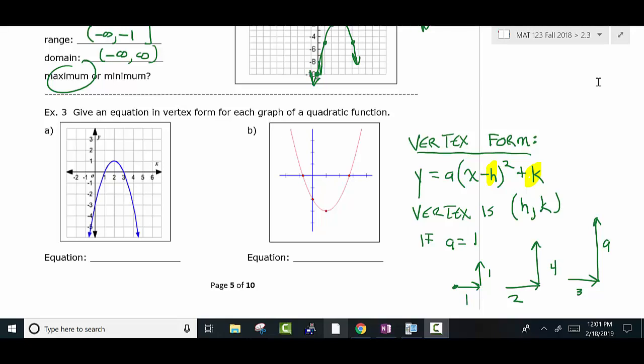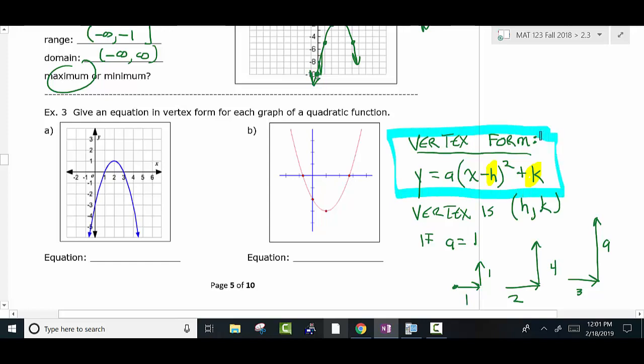And second half of class, we'll try to get through as much of 2.4 as we can. Then I think we'll be in good shape. Okay, so the first thing is, you don't necessarily have to write this down because this is what we talked about last time. That's what we call the vertex form of a quadratic function. And we're going to write the equation given the graph.